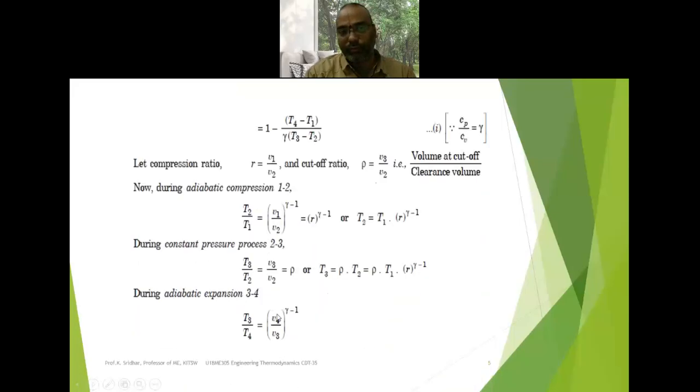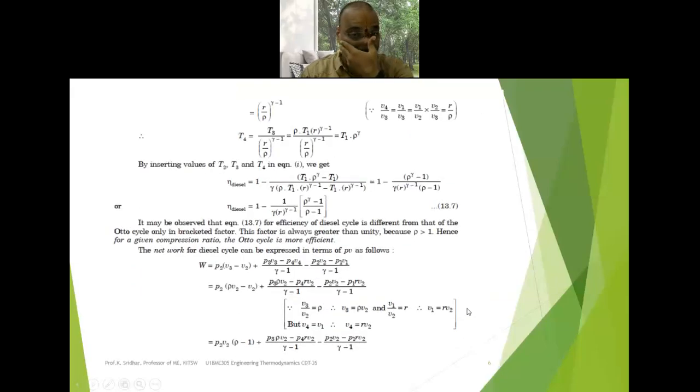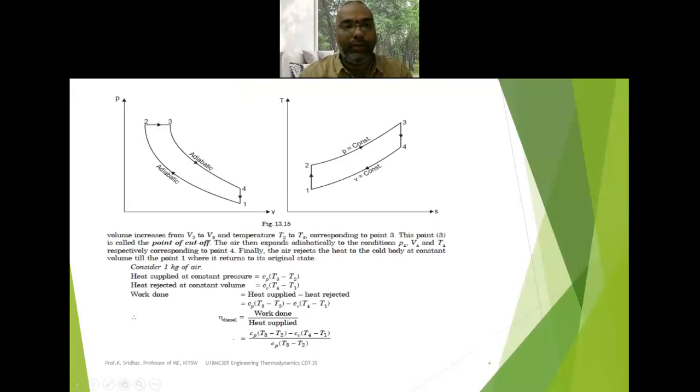When deriving this equation, you can introduce another important parameter, that is the cutoff ratio. In the Otto cycle we introduced the compression ratio, r equals V1 by V2, but here we get another parameter in the diesel cycle, that is the cutoff ratio, equal to V3 by V2. What do we mean by V3 by V2? Go to the previous one here. V1 by V2 is the compression ratio, that is, the volume at the beginning of the compression stroke divided by the volume at the end of the compression stroke.